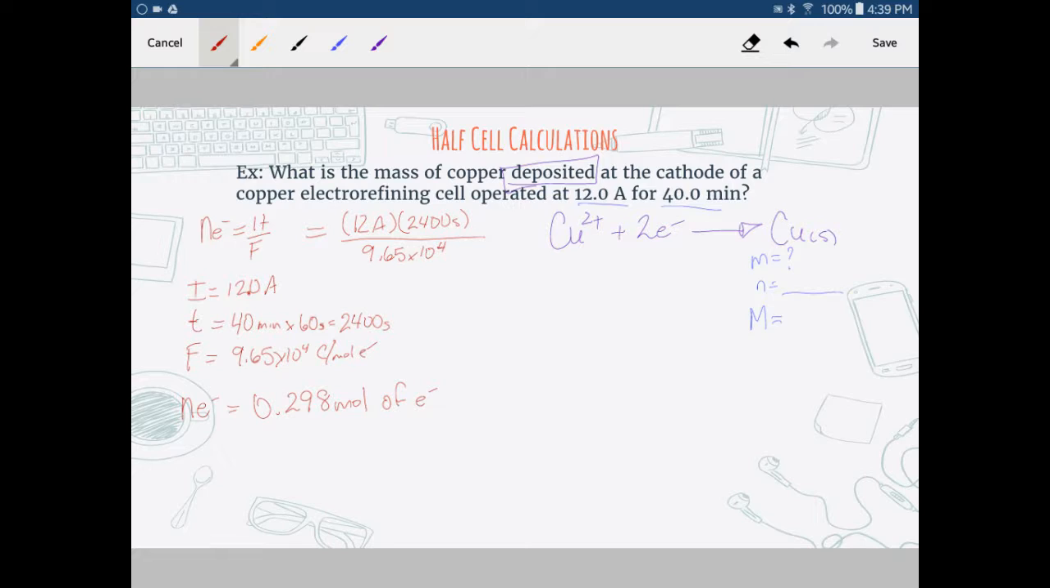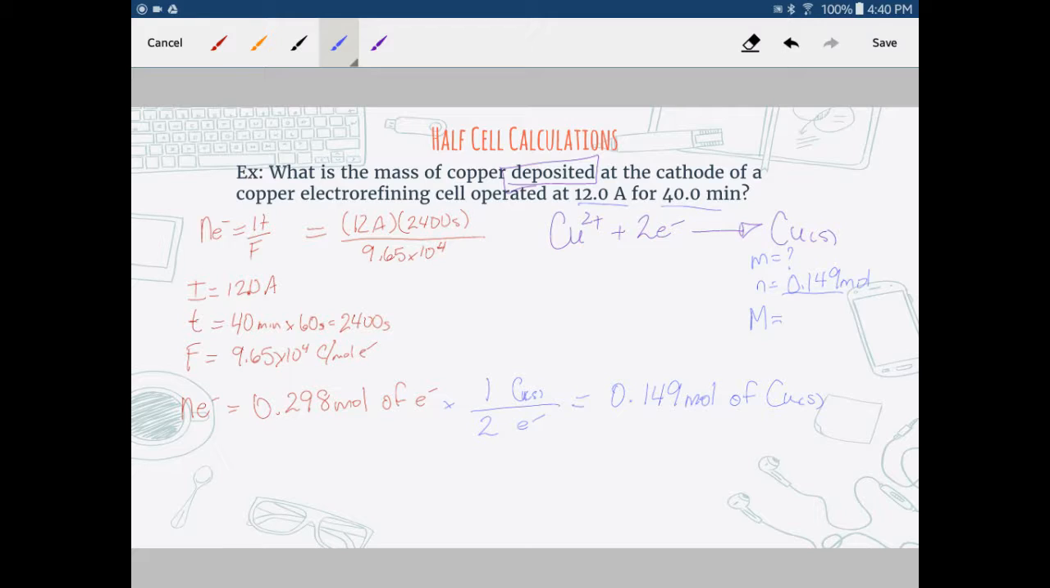Just like any other stoichiometric calculation, I need to look at this mole ratio. My mole ratio, according to my half reaction, is 1 to 2. I have 1 mole of copper solid to 2 moles of electrons. So if I take this number and divide it by 2, that gives me 0.149 moles of copper solid. So now that I have my number of moles of copper solid, I can plug that value in for here, 0.149 moles of copper solid.